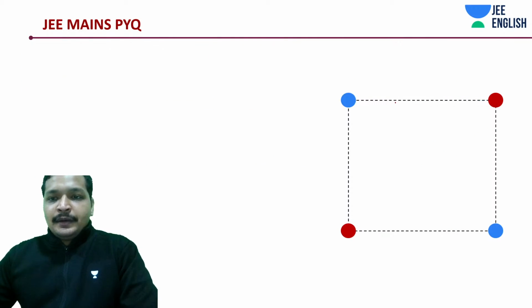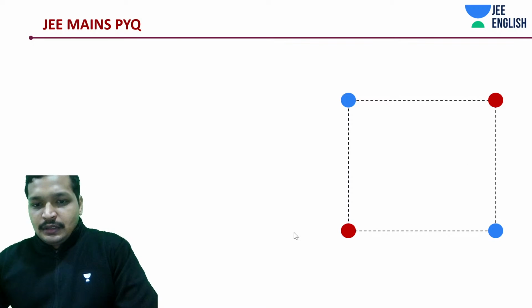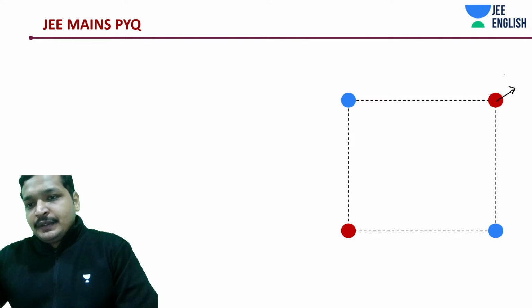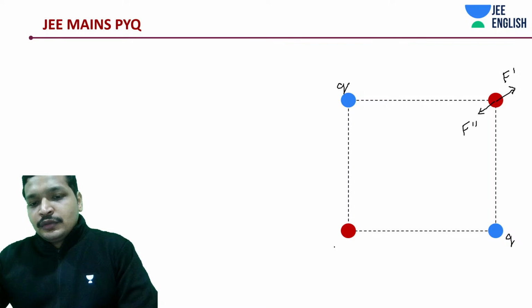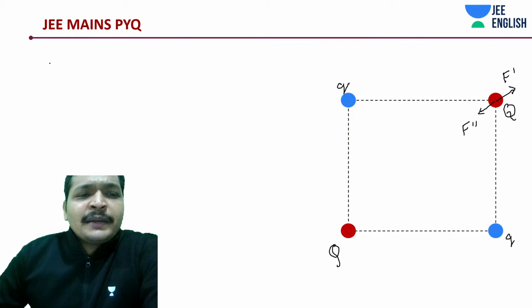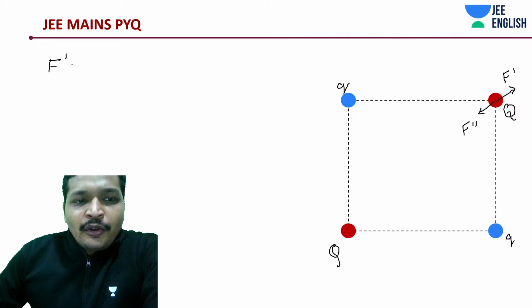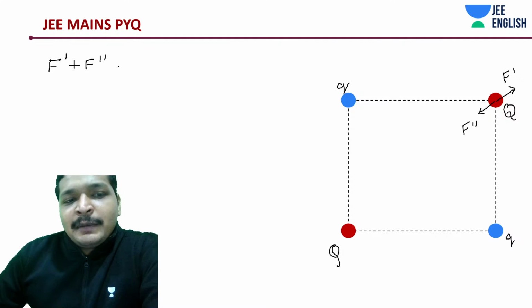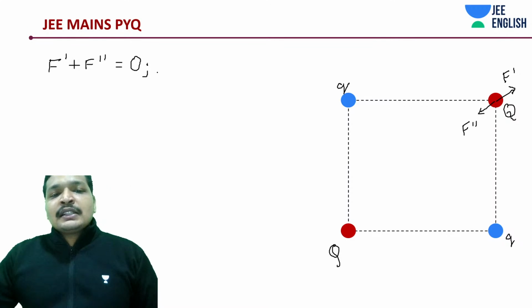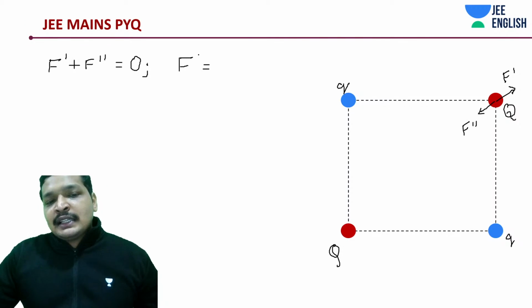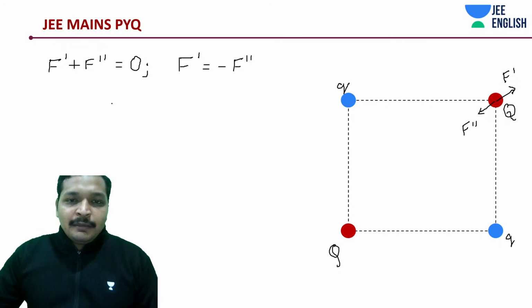Okay, let's move on. What I'm going to say is this f dash and f double dash, which is due to small q's. F dash is due to large Q, the capital Q. Going step by step, f dash plus f double dash is equal to 0. This is another way of saying it conceptually. Even from the diagram you can understand that f double dash is minus of f dash, or f dash is minus of f double dash.